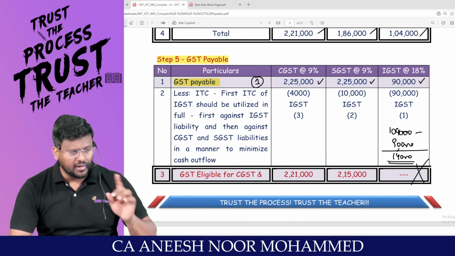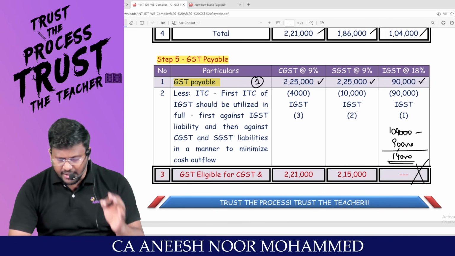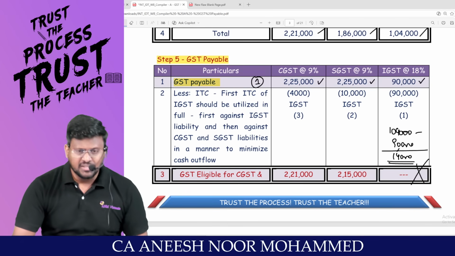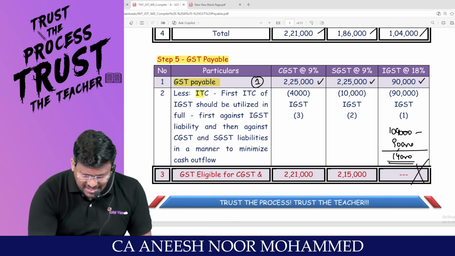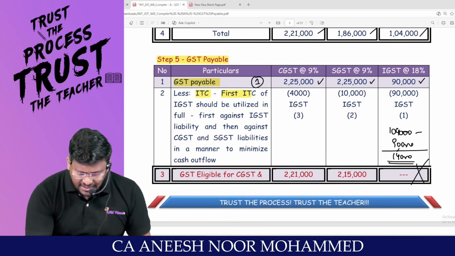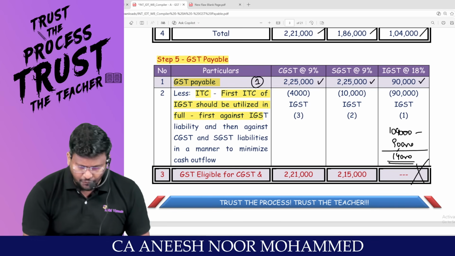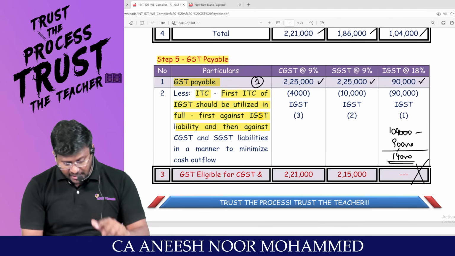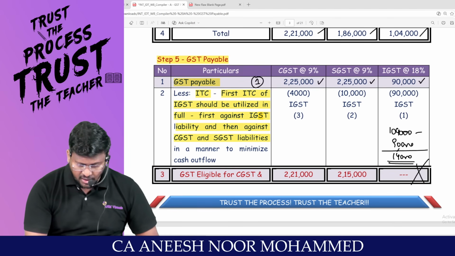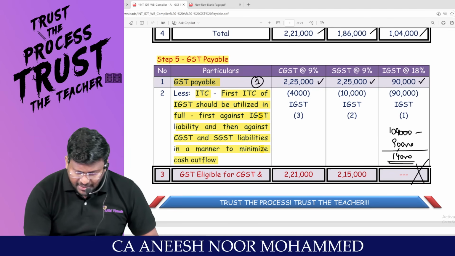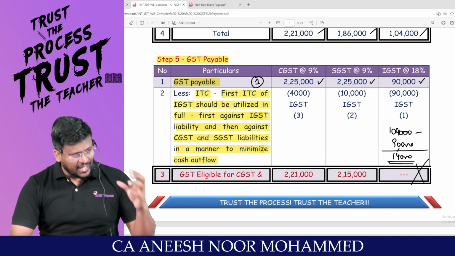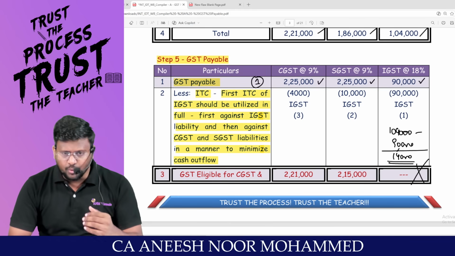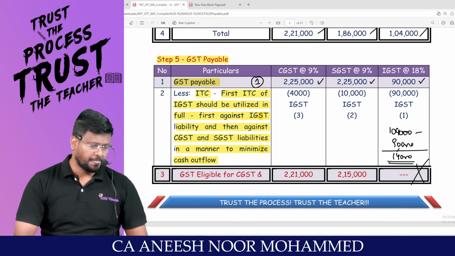If I want, I can claim 7,000 and 7,000. If I want, I can claim the entire 14,000 against SGST payable. Or if I want, I can claim it against CGST. The idea is less cash outflow. First, ITC of IGST should be utilized in full, that is, first against IGST liability, and then against CGST and SGST in a manner to minimize the cash outflow. Even though the Act says in any manner, any proportion, always we have to favor the assessee. Am I right, sir? That's better.